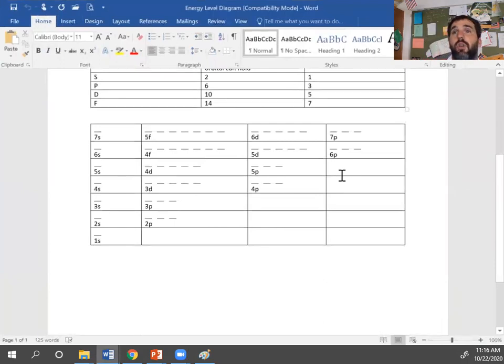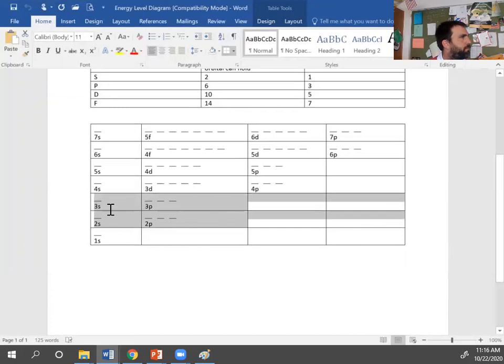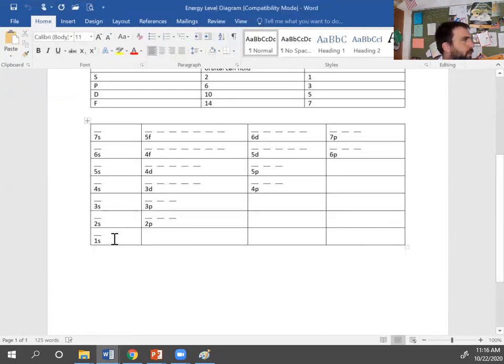Step 4 tells you you're going to draw up to the period. This whole row right here is period 1. The row above it would be what? 2, 3, 4, 5, 6, 7. The S indicates the period. That's a question from one of your homeworks. The principal quantum number is represented by the energy level, which is simply represented by the period. So I'm going to go up to period 2.